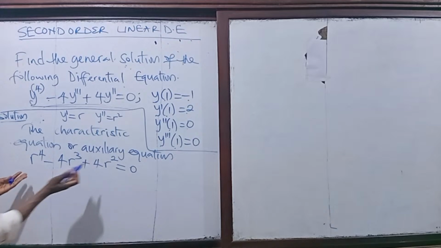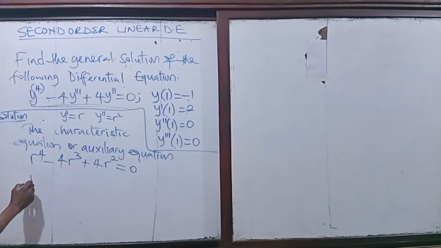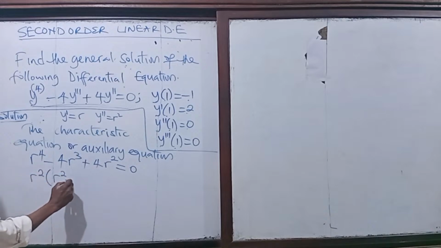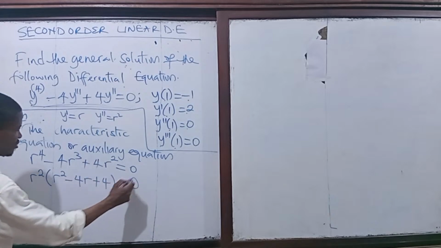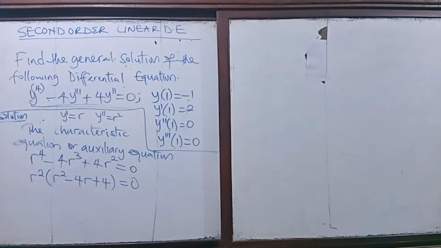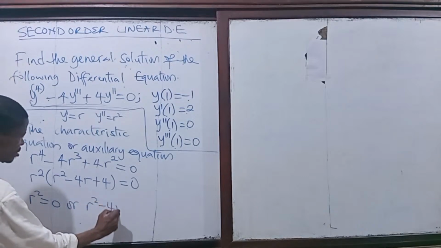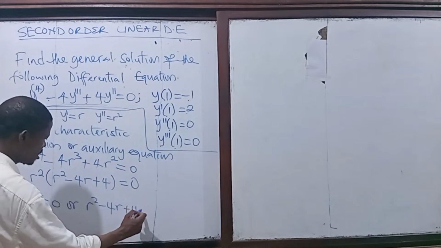So what we do here is r squared is common, take it out, then we have r squared minus 4r plus 4 equal to 0. So we are having r squared equal to 0, or this one equal to 0.